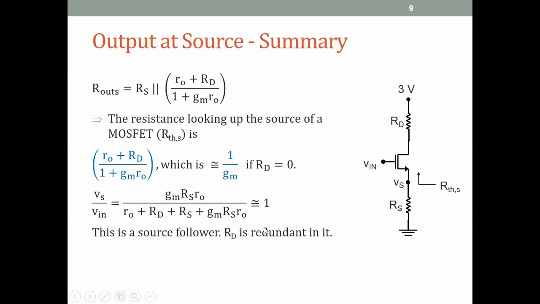Alright, and this I am writing again, which we derived earlier. So the voltage gain from the input to the source node is this big expression, which is approximately equal to 1, as we just saw. And this circuit is a source follower. Presumably you know that the input at the gate, the output at the source is a source follower. And in this circuit, RD is actually redundant. So the source follower circuit never has an RD, it plays no role. I had included it because by including it, we are able to analyze two circuits at the same time. Alright, let's look at this more closely.